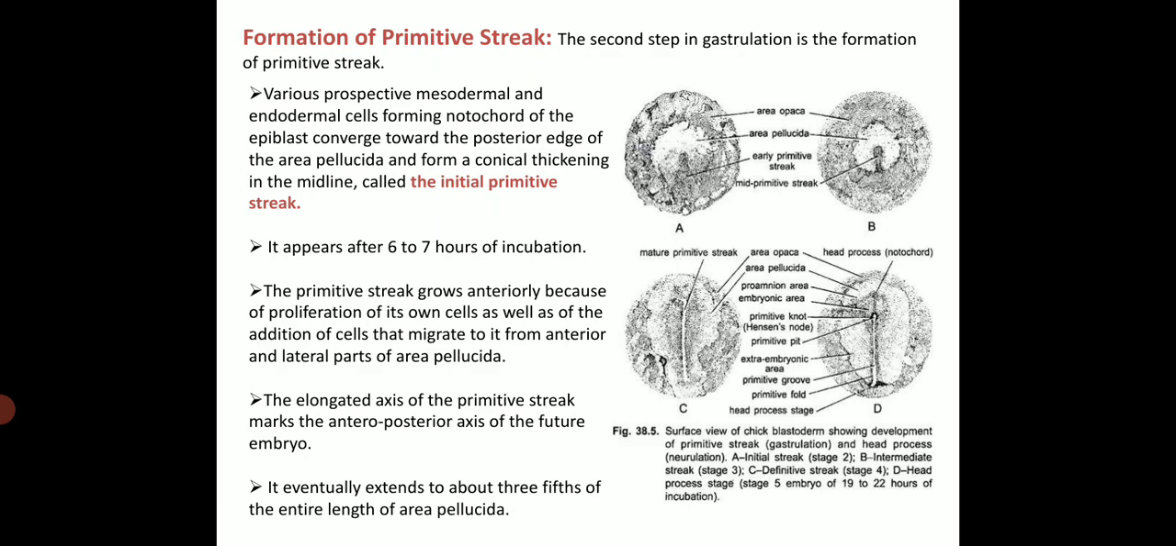In the third picture you can see what we call the definite streak stage, the elongated axis of the primitive streak which marks the anterior-posterior axis for the future embryo. Here it eventually extends up to 3/5 of the entire length of the area pellucida.